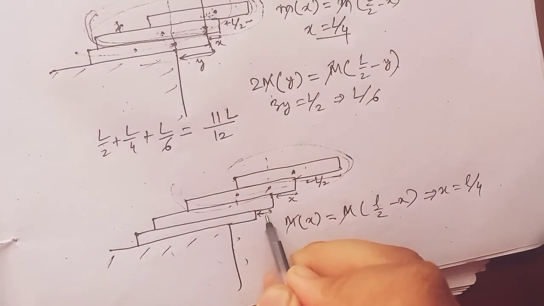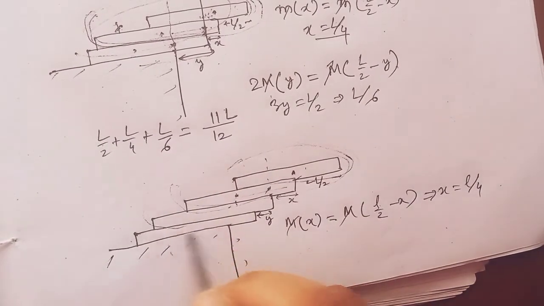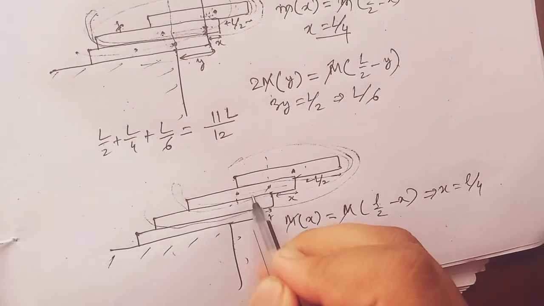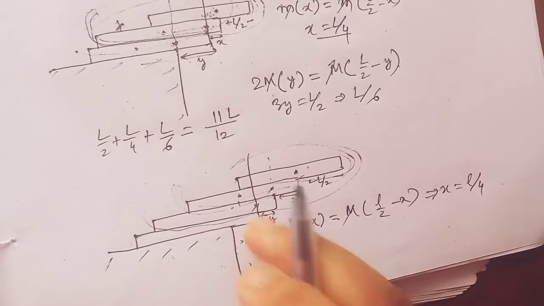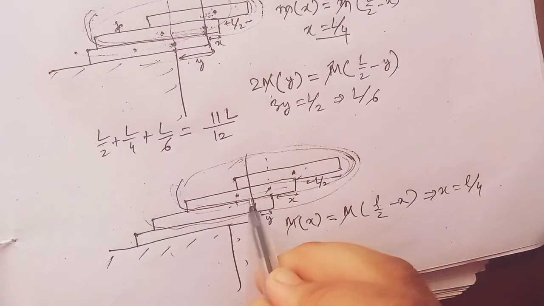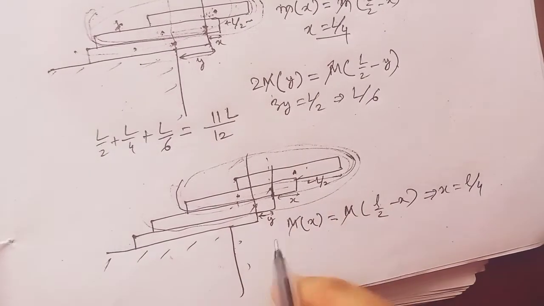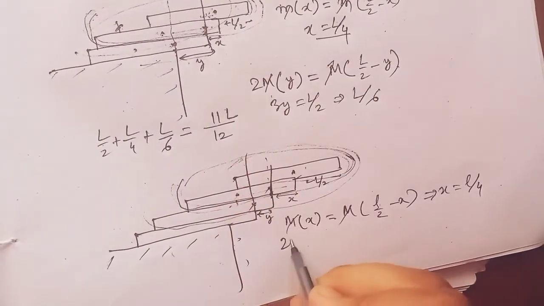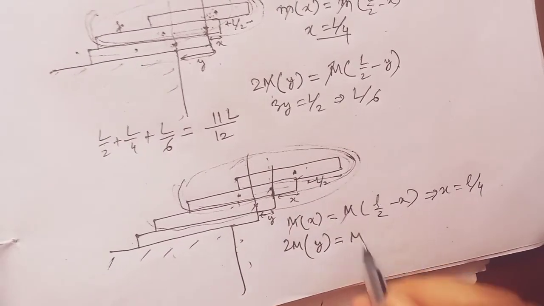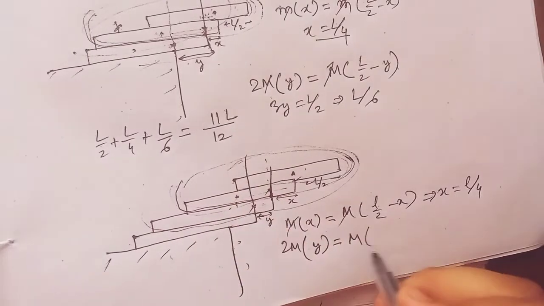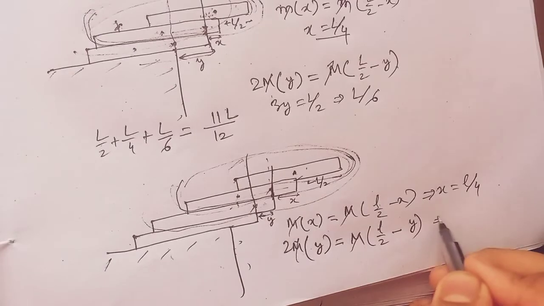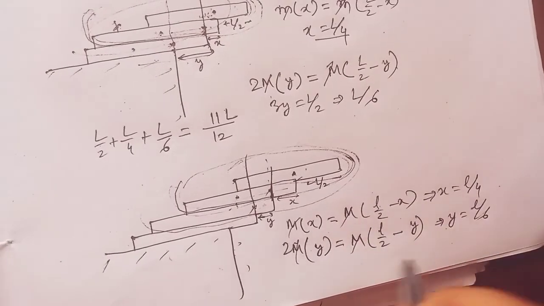Now I want to find this distance y. I know that these three blocks are in equilibrium, so their center of mass must lie along this line, right? If I now for the time being consider these two blocks as a system, their center of mass lies on this line, so I can say 2m times this distance y is equal to m, this block's mass, times L by 2 minus y. So y comes out here as L by 6.